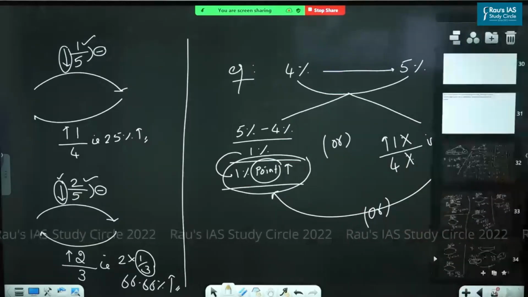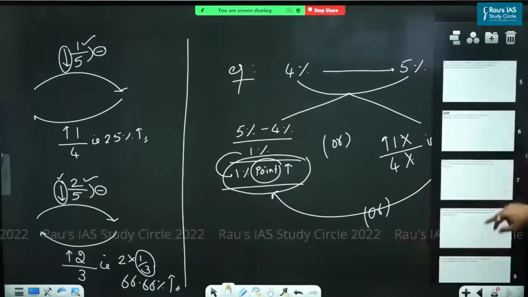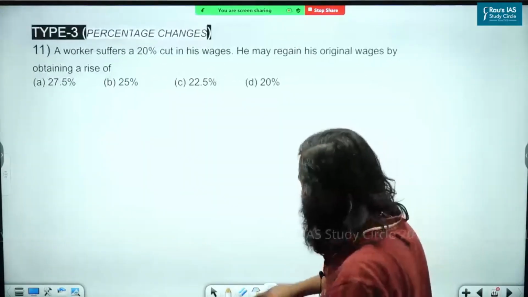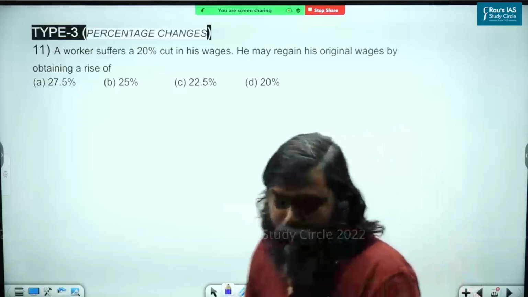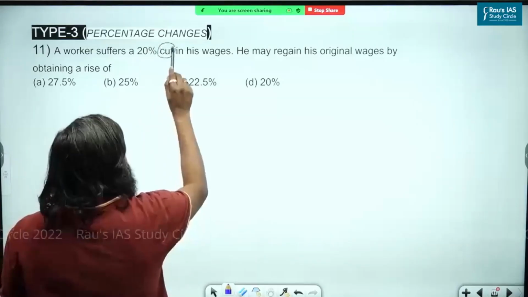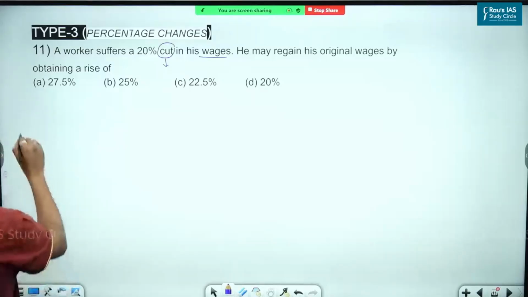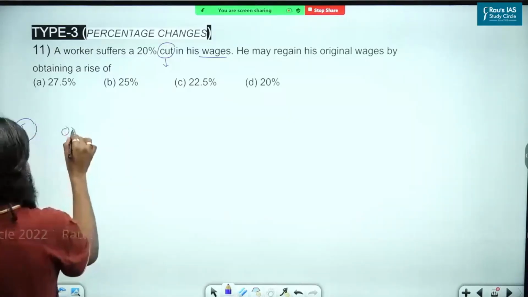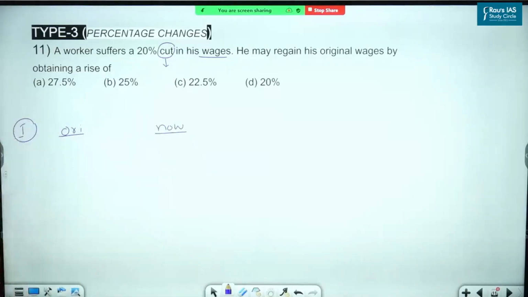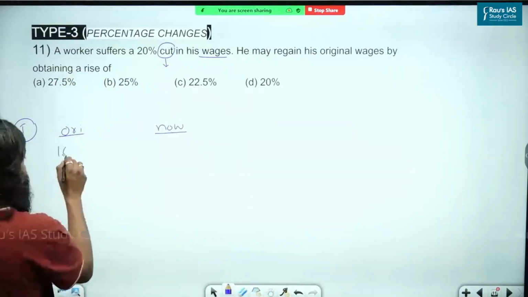Listen, boss, 1 minute. A worker suffers 20% cut. Cut means decreasing in his wages. The first interpretation: original or earlier wages, now wages. So what is your original wages, salary? We don't know. Assume 100 or 100%.